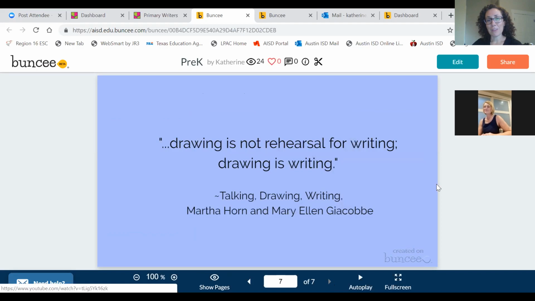Awesome. Well, I thought we would just kind of end with this quote. Actually, I didn't even put together that word rehearsal. It makes me think too of the ballerinas, but they say in Talking, Drawing, Writing that drawing is not a rehearsal for writing. Drawing is writing. And I think we see that really so much in those examples, that these students are composing, they're revising, they're thinking about their audience, they're thinking about the details of what actually happened, they're thinking about how they can make that more clear for their reader, and all of those skills are skills that published authors use every day in their illustrations and in their writing.